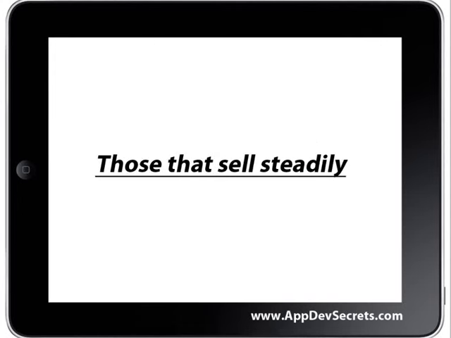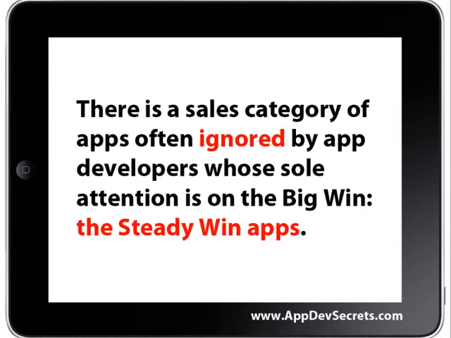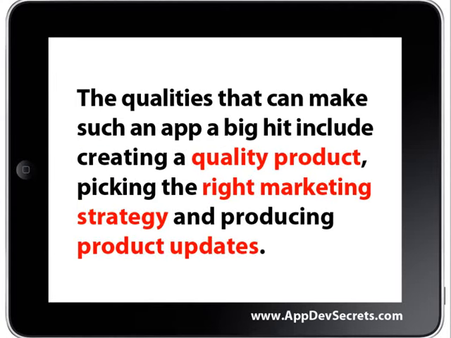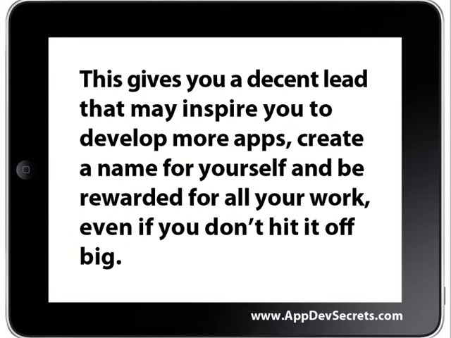Those that sell steadily. There is a sales category of apps often ignored by app developers whose sole attention is on the big win, the steady win apps. The foundation such apps are based on is old-fashioned, consistent marketing. The qualities that can make such an app a big hit include creating a quality product, picking the right marketing strategy, and producing product updates. This gives you a decent lead that may inspire you to develop more apps, create a name for yourself, and be rewarded for all your work even if you don't hit it off big.